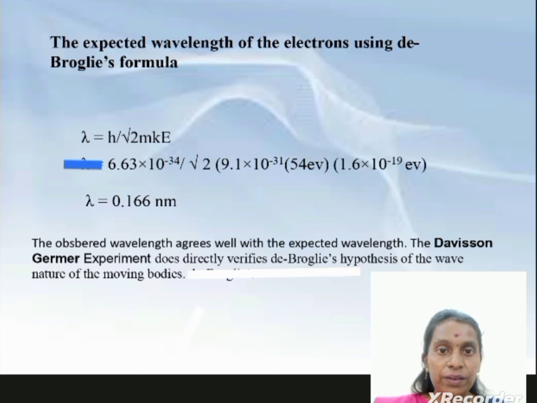The observed wavelength agrees well with the expected wavelength. The Davisson-Germer experiment thus directly verifies de Broglie's hypothesis of the wave nature of moving bodies.